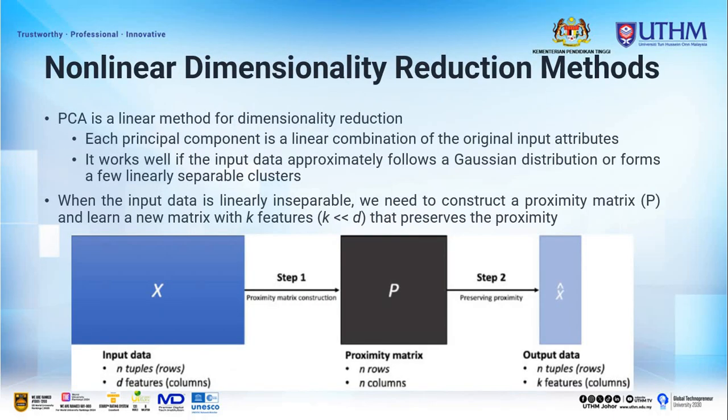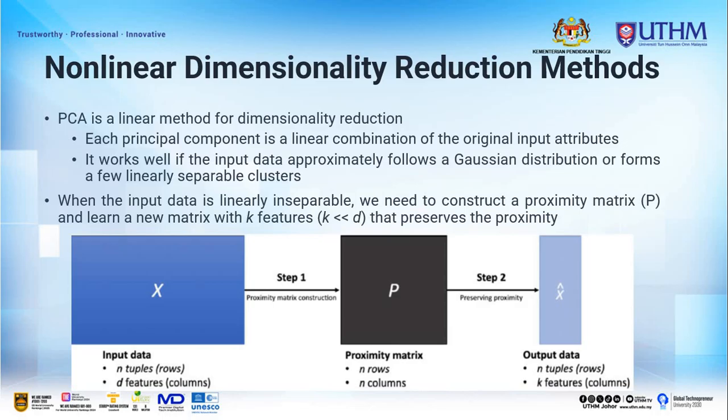Next, non-linear dimensionality reduction. It's essential for handling complex data structures that cannot be effectively reduced using linear techniques like PCA. PCA is a linear model. I don't want to explain PCA again here because it's already explained in a previous slide, so I'll continue with non-linear. When the input data is linearly inseparable, non-linear methods are needed to capture the underlying structure.